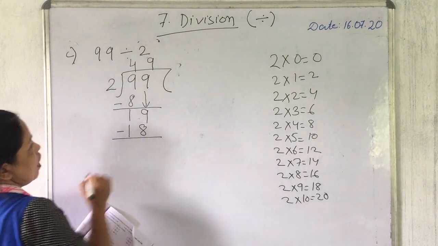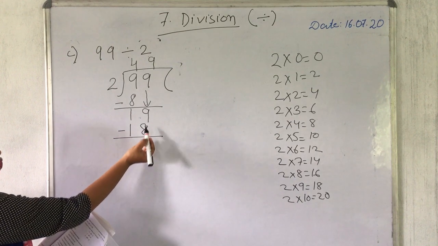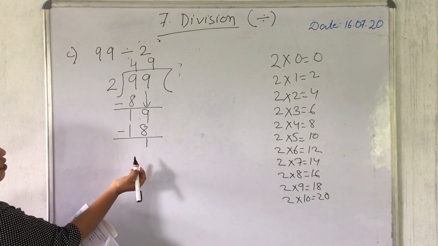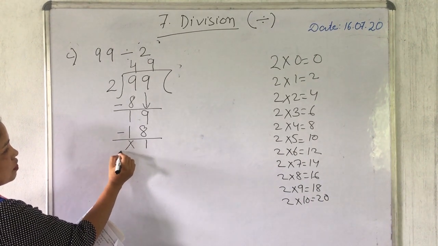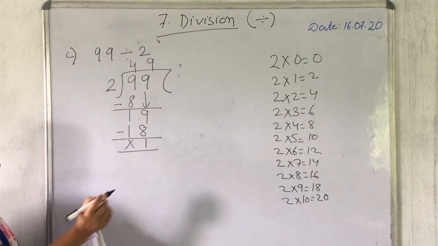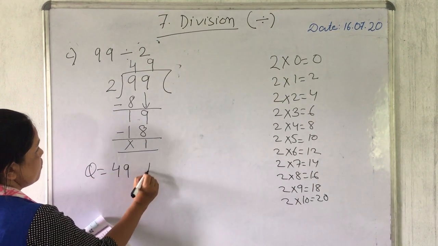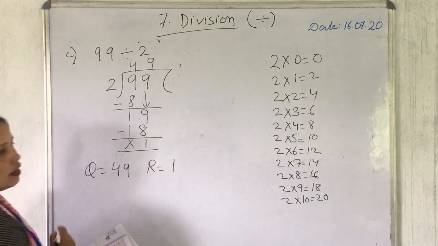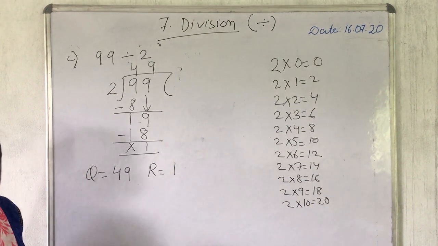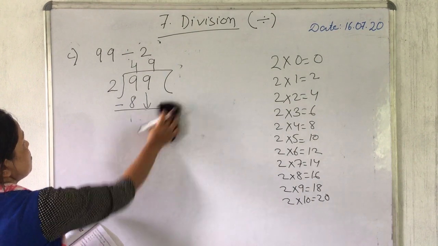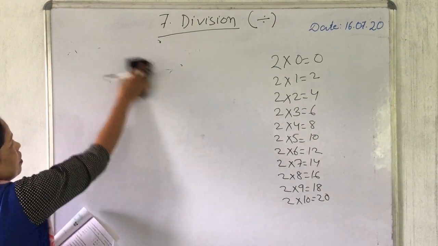Okay children, now again you have to subtract it. So 9 minus 8 is 1. So 1 minus 1 is 0, or you can cross it out. Is that clear? So children, here quotient equal to 49 and remainder equal to 1. Is that clear? So again we will do more examples. I will show you now.